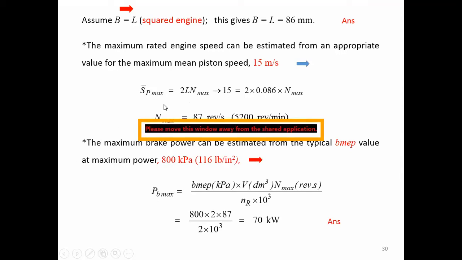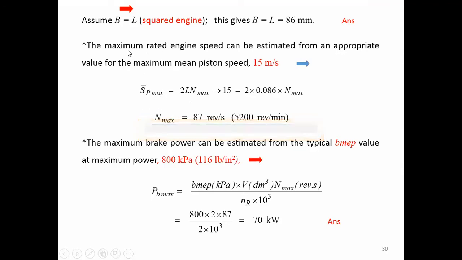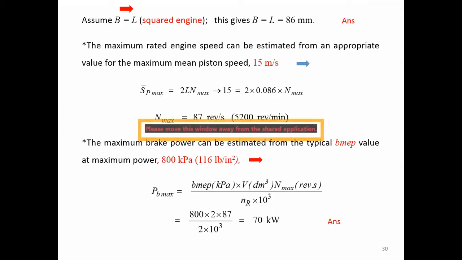How about the number of revolutions? They want to come up with the revolutions, so the maximum speed, the maximum rated engine speed. This is the maximum rated engine speed. Okay, how can we determine it? This is what we want our engine to go to. This is the maximum one that our engine can go.